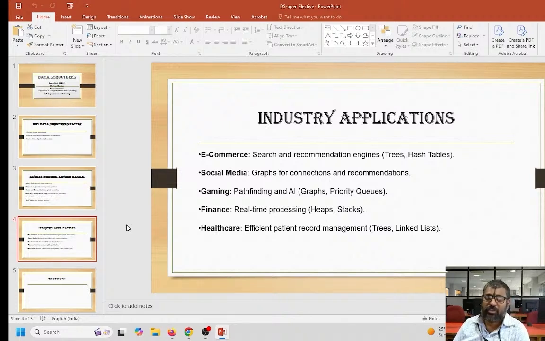And in gaming applications, pathfinding and AI with the help of graphs and priority queues. Then finance, real-time processing with the help of heaps and stacks. In healthcare applications, we use trees and linked lists for efficient patient record management and maintenance. So overall, data structures are applicable in all the areas: e-commerce, social media, gaming, finance, and healthcare. Most of the things are covered here.